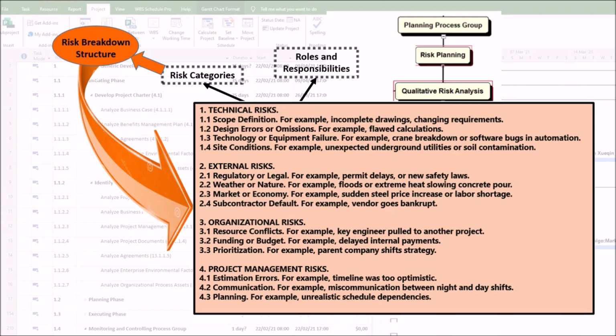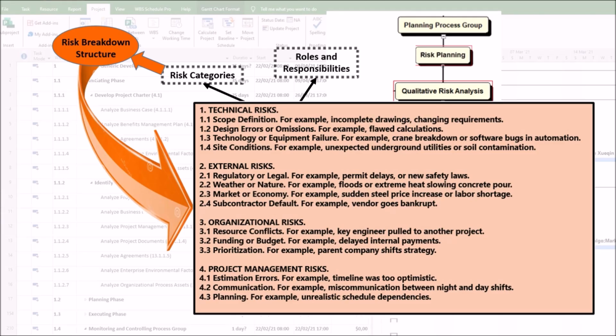2. External risks. First, regulatory or legal risks. For example, permit delays or new safety laws. Second, weather or nature risks. For example, floods or extreme heat slowing concrete pour. Third, market or economy risks. For example, sudden steel price increase or labor shortage. Fourth, subcontractor default risks. For example, vendor goes bankrupt.